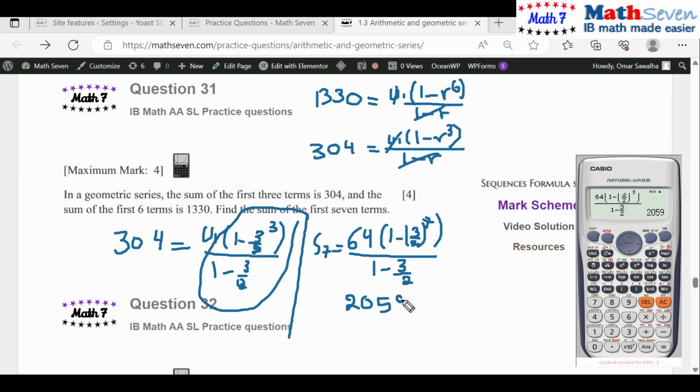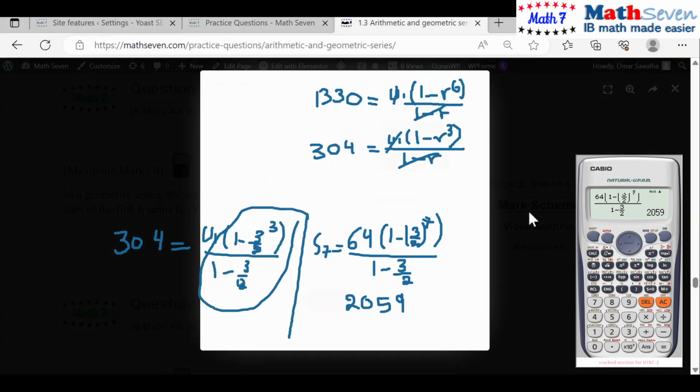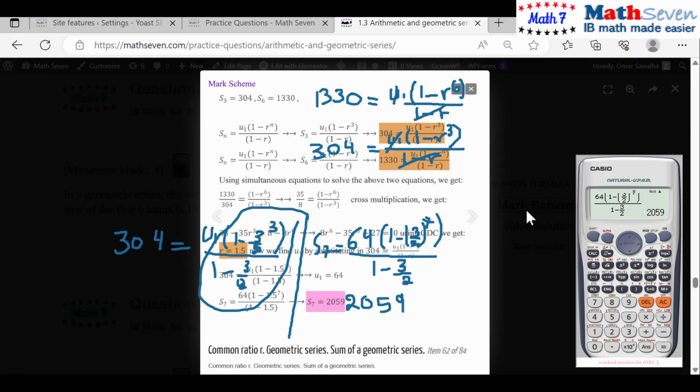So the sum is 2059. Okay, let's bring up the mark scheme. Look, students, 2059, exactly what we got.